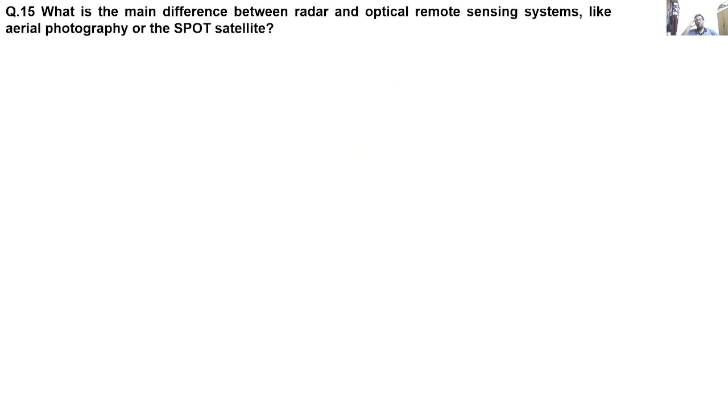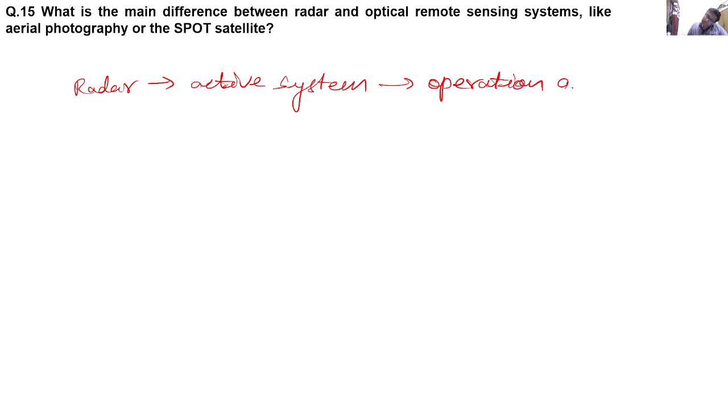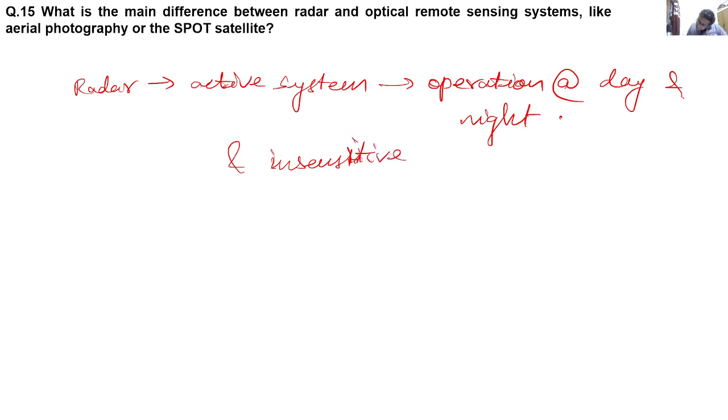Then, what is the main difference between radar and optical remote sensing systems like aerial photography or the SPOT satellite? So, radar is in general an active system. So, it can operate day as well as night, and it is also insensitive to cloud cover. Whereas optical systems, mostly optical systems, are passive only.